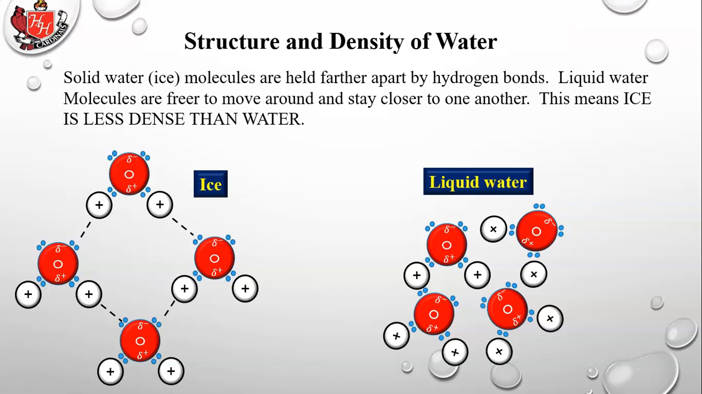If you look at the liquid water over on the right, you see that the water molecules are a little freer to move around. They can actually squeeze into spaces that they couldn't when they're hydrogen bonded. And so you can see that the liquid water is more densely packed. You have more water molecules in a certain amount of space than you do with ice, with solid water. That is a highly unusual property.